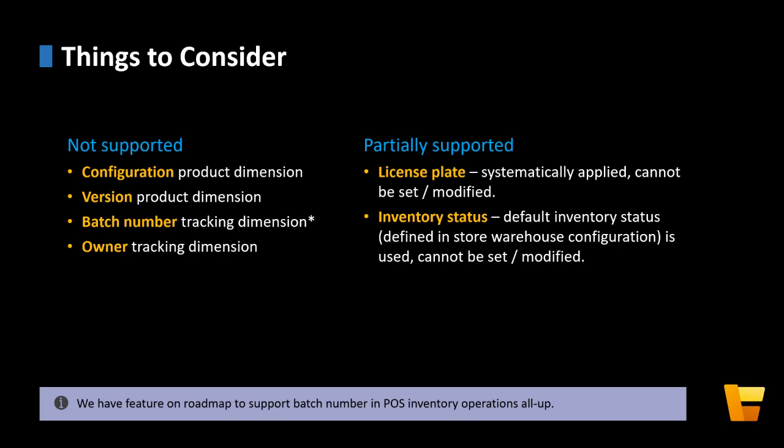Okay, as we look at all the 6 inventory operations today, at the end of my talk, I would also like to mention a few functional limitations in those operations that you may want to consider when you plan to start using them for your business. As of now, those operations only support size, color, and style product dimensions. The configuration and the version dimensions are not yet supported, which means that, for example, if you have products configured with configuration dimension in headquarters, you will not be able to use our inbound and outbound operations to receive or ship those items. Regarding the tracking dimensions, batch number and owner are not yet supported.